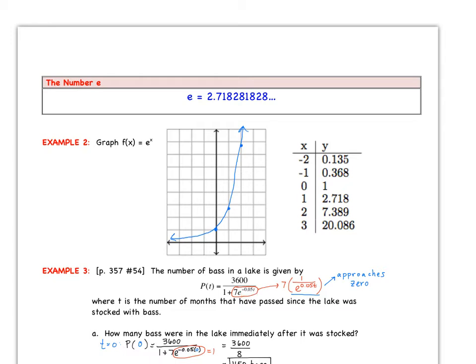One thing to keep in mind: another way we can write 7 times e to this negative number is 7 times 1 over e to the positive 0.05t. Keep that in mind. Anyways, t is the number of months that have passed since the lake was stocked with bass. So part A says how many bass were in the lake immediately after it was stocked. So this is when t equals 0.